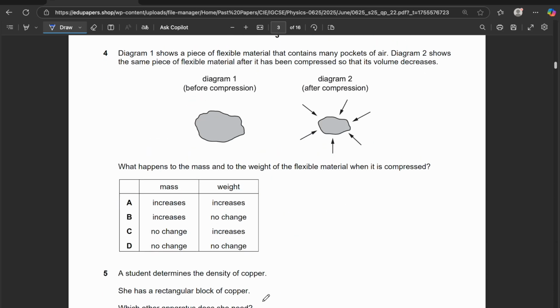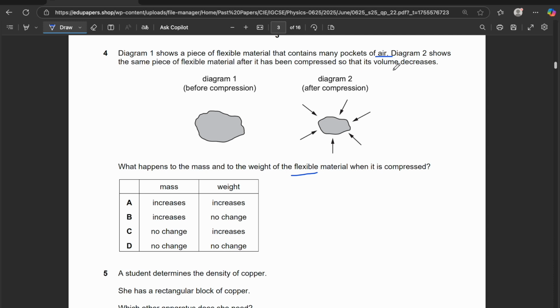4. Diagram 1 shows a piece of flexible material that contains many pockets of air. Diagram 2 shows the same piece of flexible material after it has been compressed, so that its volume decreases. Diagram 1 is before compression and 2 after compression. So what happens to the mass and to the weight of the flexible material when it is compressed?